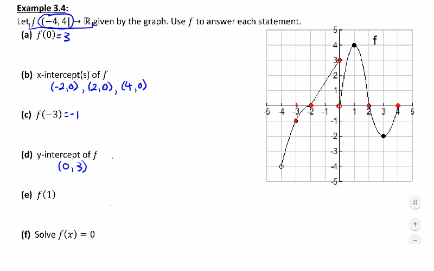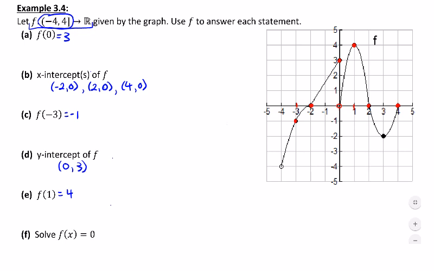Then we have another request for a function value, f of 1. Let me come over here to 1 on the x-axis, and there is only one point that is associated with that one, and it has a y value of 4. We write f of 1 is equal to 4.